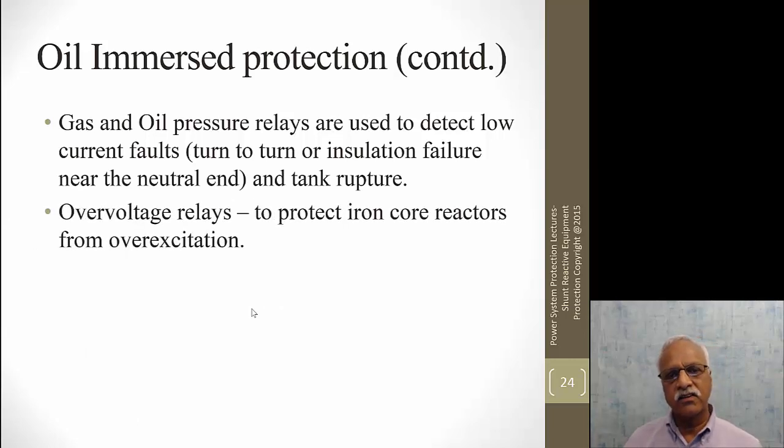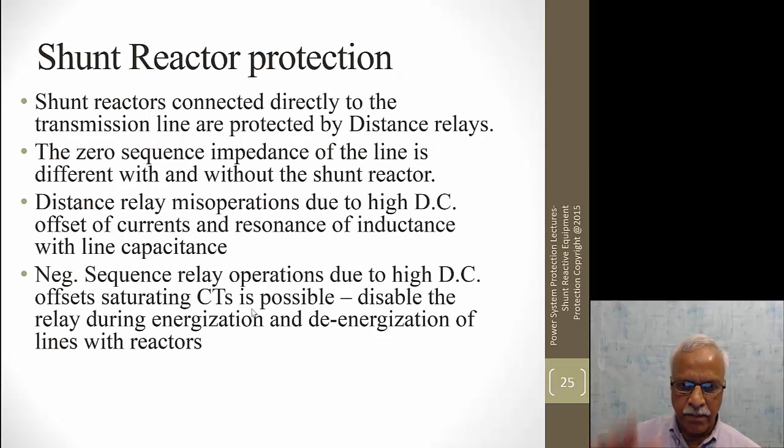Overvoltage relays are also used to take the reactor out of service if the voltage exceeds a limit, and if there is overfluxing in the core, you can use volts per hertz also, to prevent failures due to heating of the core at higher system voltages.